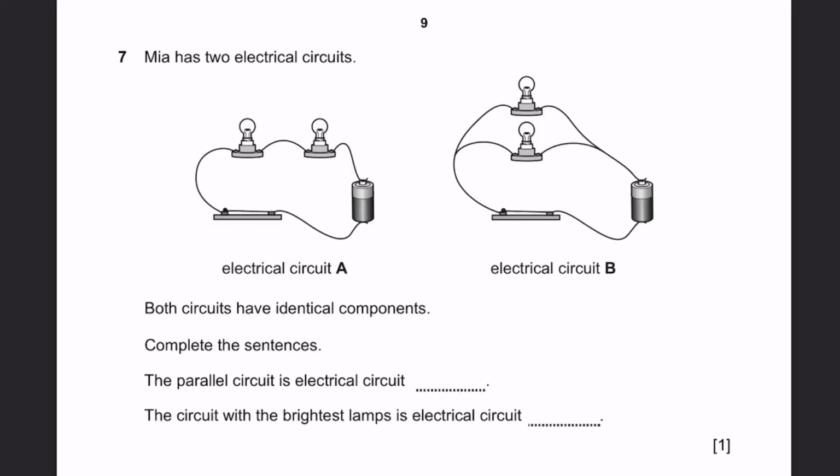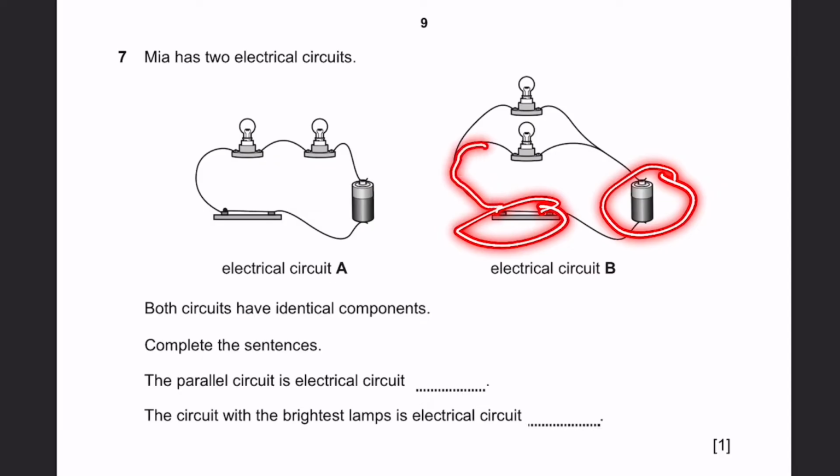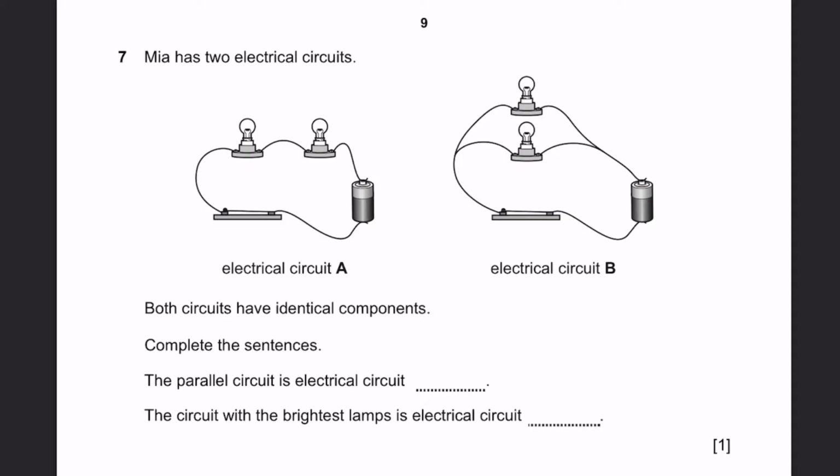Question 7. Mia has 2 electrical circuits. Both circuits have identical components. Complete the sentences. The parallel circuit is electrical circuit dash. We can see that for this circuit here, we have a battery, we have a switch, and then we have 2 lanes of electrical wires, each of them connecting to a different light bulb. So we can see that this is the parallel circuit.